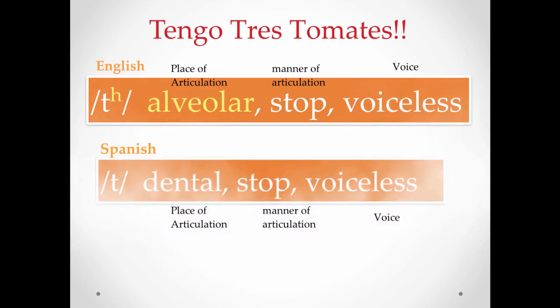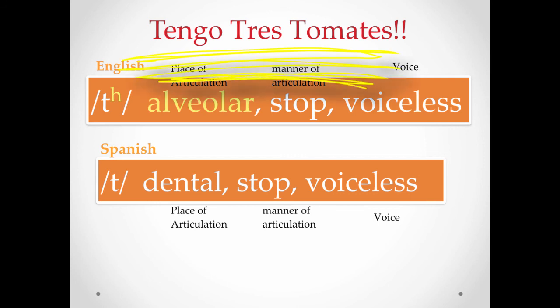In Spanish, the T, initial T, is not alveolar and is not aspirated. It's dental and is not aspirated. As a consequence, if you pronounce the Spanish T in that sentence, you might actually be able to increase your pronunciation right away by saying, Tengo tres tomates. You see how different it sounds? Tengo tres tomates y tengo tres tomates.